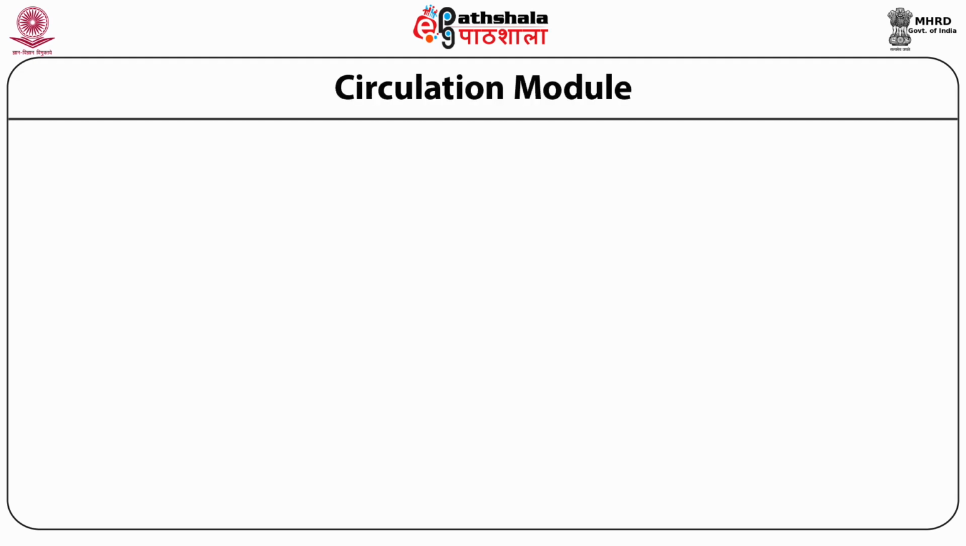Another module is called the circulation module. It's the core part of the library automation process. In the software, especially, this module is devoted to circulation.